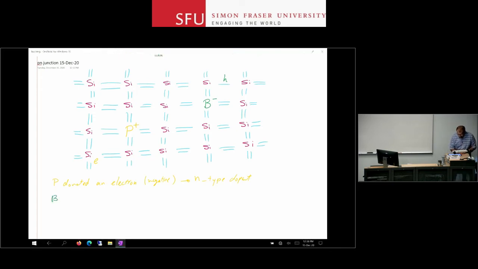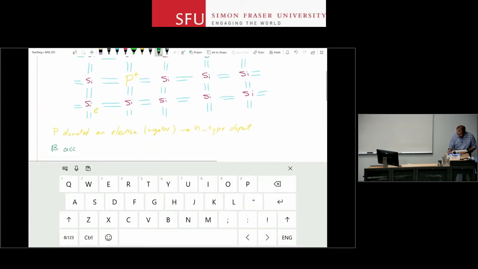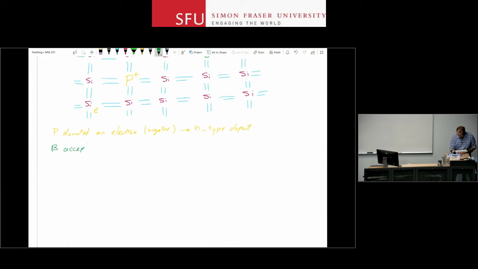So B, boron, accepted an electron from the lattice, or you can say donated a hole to the lattice. Holes are positive charge carriers. So we call dopants that behave like boron p-type dopants.